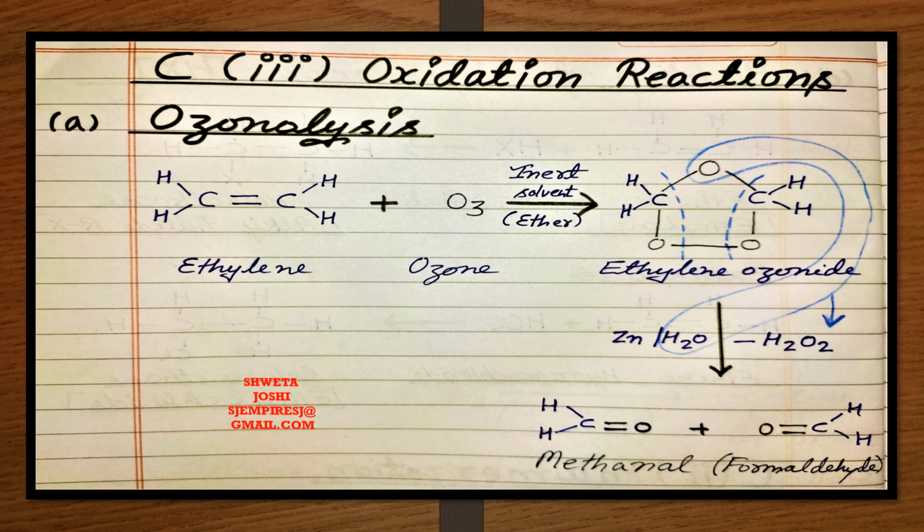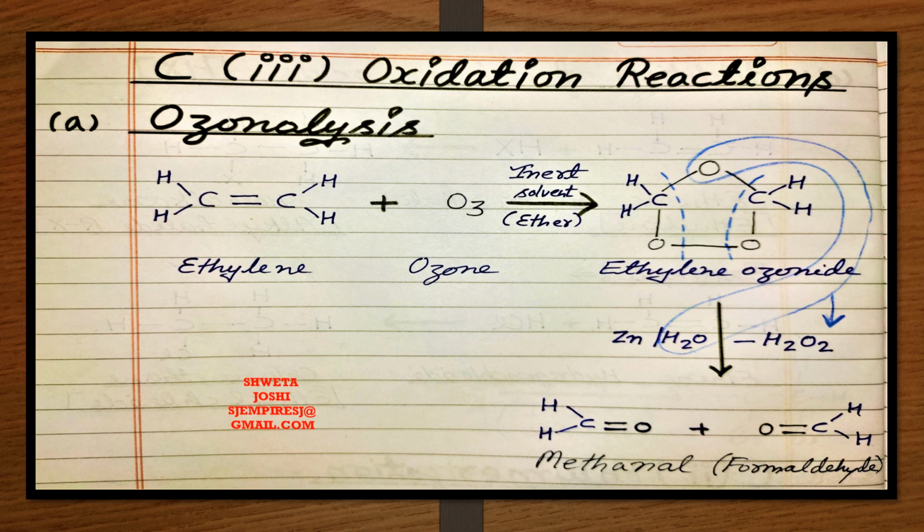Now covering an example of ozonolysis in case of ethene. In this reaction, we are going to react ethene, which is commonly known as ethylene, with ozone molecule in the presence of inert solvent like ether. In this reaction, there is dissociation of both the bonds between carbon atoms and ozone molecule is added up to the ethylene, forming ethylene ozonide.